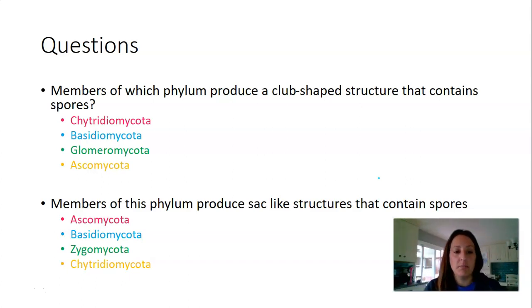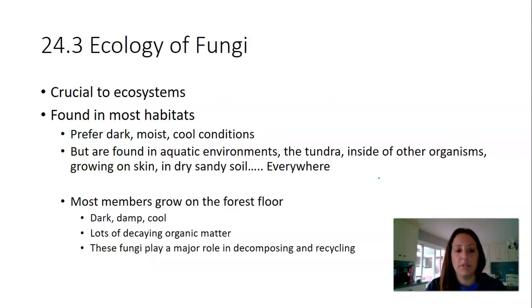The next question, members of this phylum produce sac-like structures that contain spores. Is it the Ascomycota, the Basidiomycota, the Zygomycota, or the Chytridiomycota? So sac-like structures, the sac fungi, which are called the Ascomycota. Okay, I'm going to pause the video here, and I'll pick up on part 2.